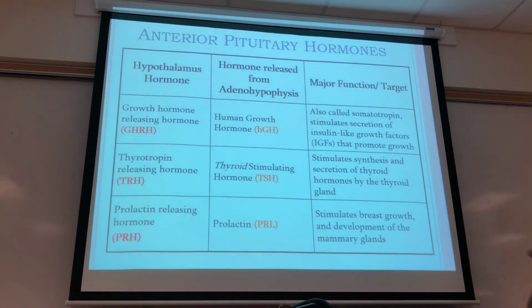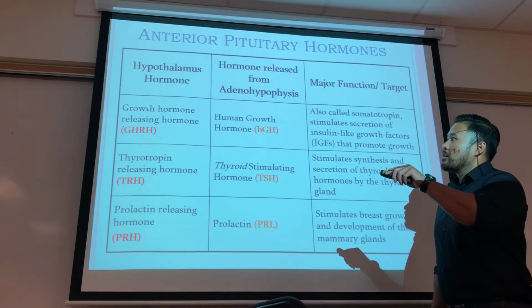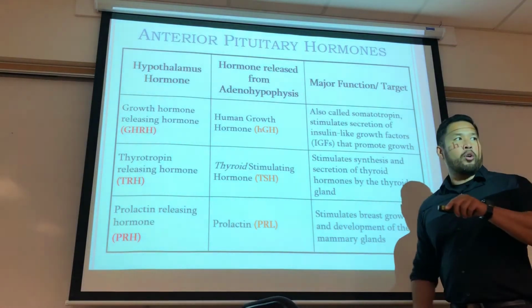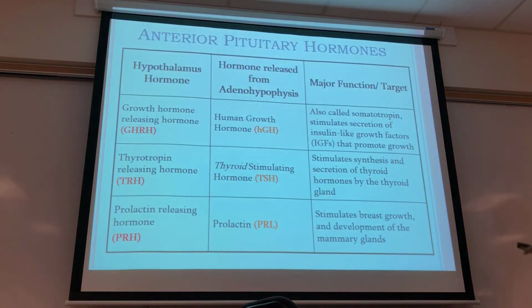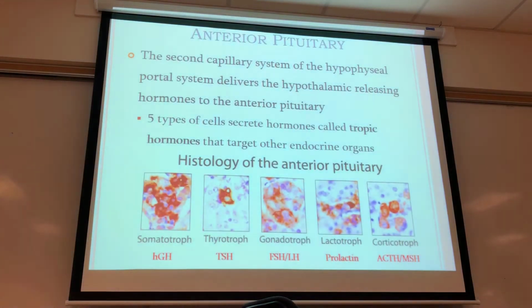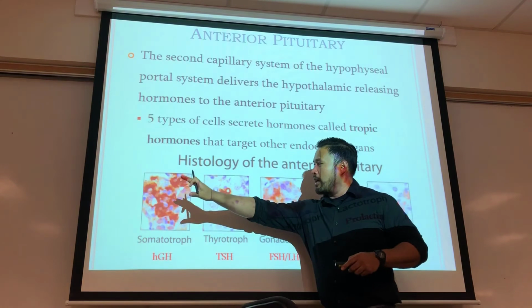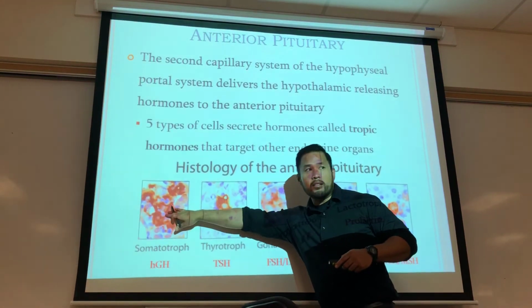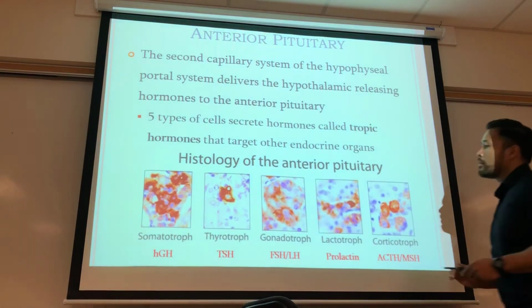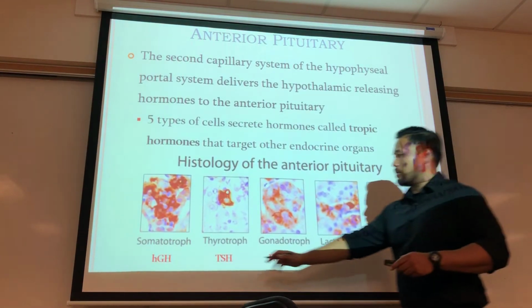that limits the production of that releasing hormone that targets the anterior pituitary. So think of it this way. Hypothalamus releases growth hormone releasing hormone, which is going to target the somatotrophs, again, the cells in the anterior pituitary. Now, when growth hormone releasing hormone targets these cells, they in turn produce human growth hormone.